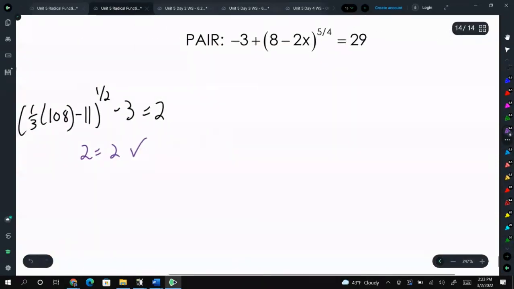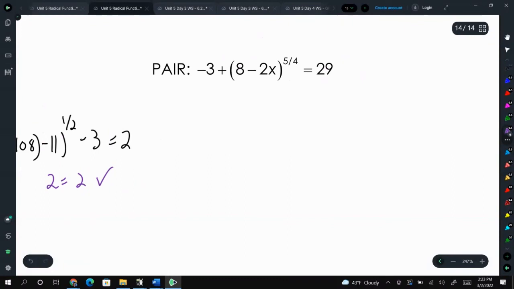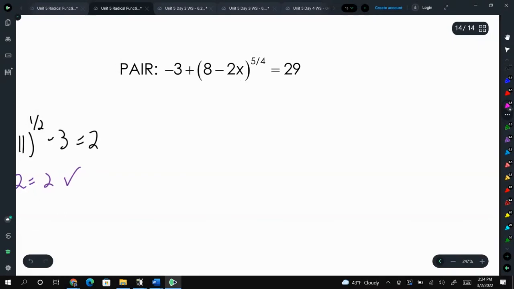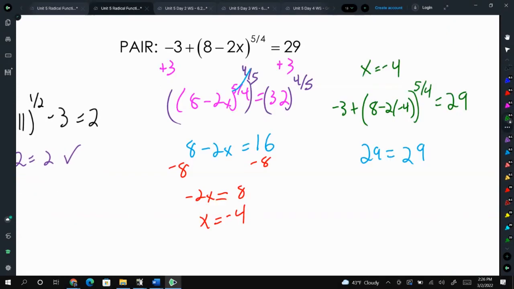I want you to try this one on your own. So go ahead, pause the video, and then once you're done, unpause it and compare your work to my work. All right, so you can see my work over here. I got x equals -4, and when I plug that in, I got 29 equals 29. So this solution worked. So that's what it goes into solving equations with rational exponents.